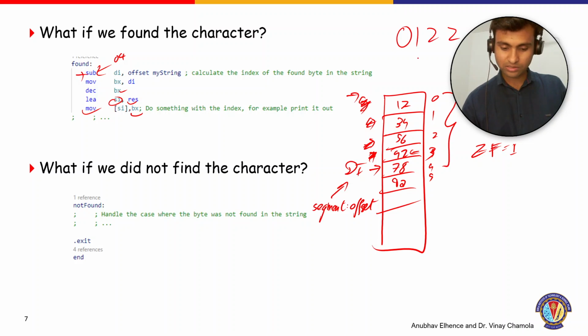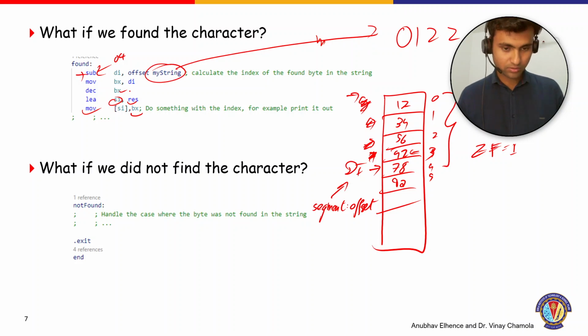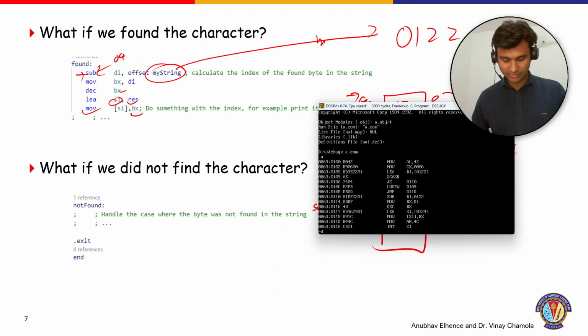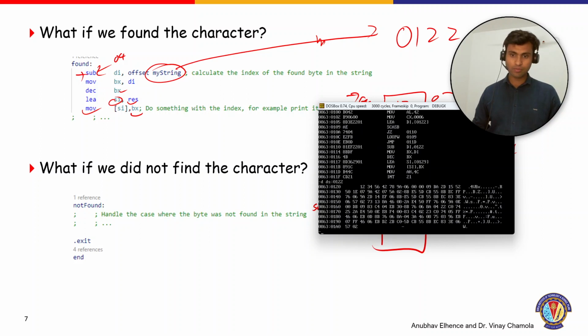0122 is where my string is pointing. Let's check that memory location once, whether our data has got transferred properly or not. So 0122. Okay, so I see 12, 34, 56, 42, 78, 9A. And interestingly, I see 06. And then I see how many bytes?